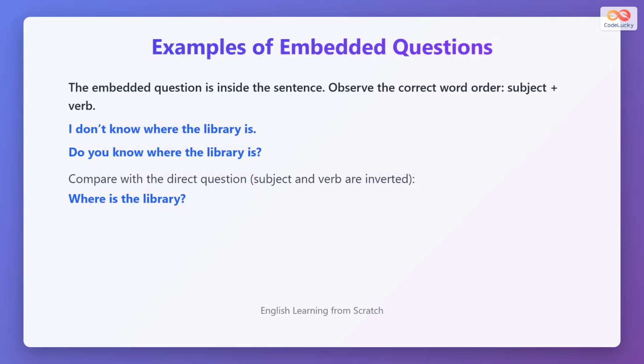When we embed questions, we change the word order to subject then verb, not the question form. For example, instead of asking where is the library, we say I wonder where the library is, or do you know where the library is?